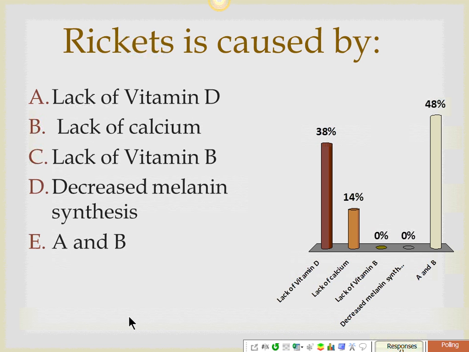About half the class got it right. It's both A and B. You might have vitamin D, but if you don't have calcium, which cannot be deposited in bone, then it doesn't do any good. And you might have calcium, but if you don't have vitamin D, don't go out in the sun and are closeted in a dark space, then it does not help in absorption of calcium. So rickets is caused by both lack of calcium and vitamin D. You need both in order for bones to get their mineral deposits.